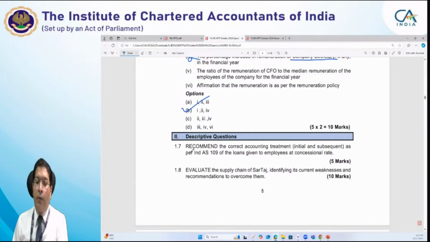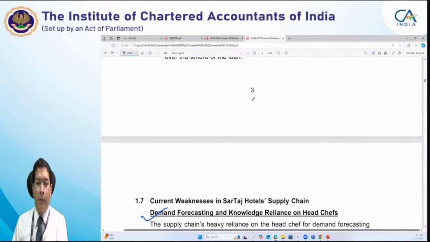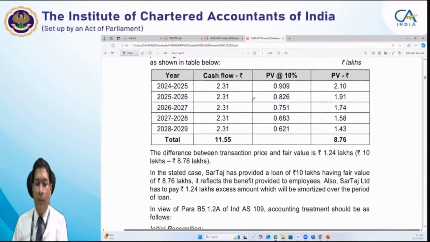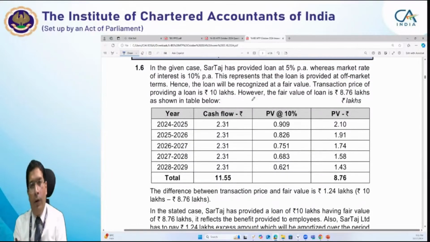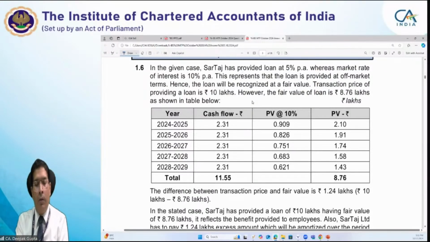Or regarding the first descriptive question, recommend the correct accounting treatment as per Ind AS 109 of the loans given to employees at concessional rate. First, you have to compute fair value. To compute fair value, you have to discount the EMI amount with the PV factor. Then you will get a fair value of 8.76 lakh.